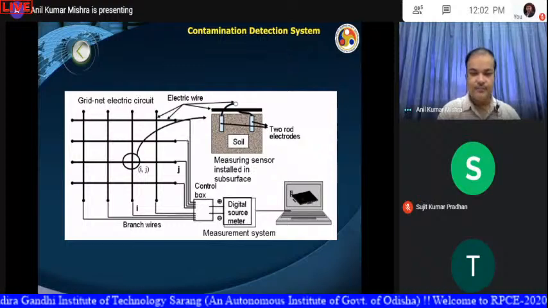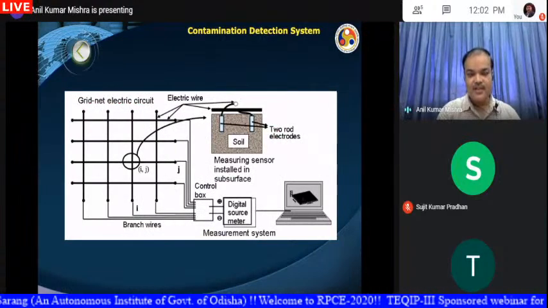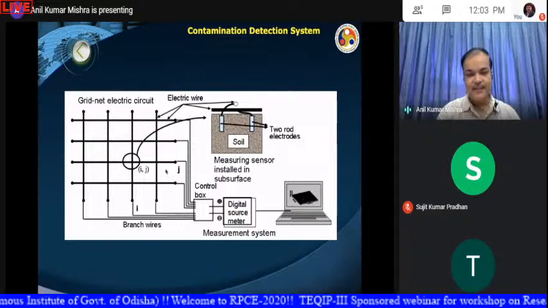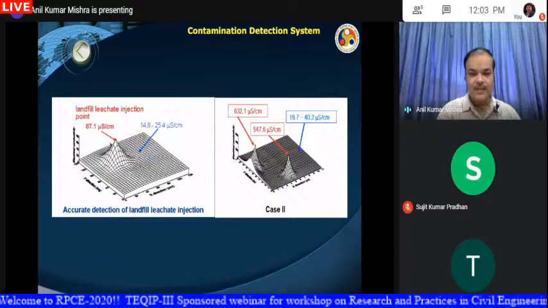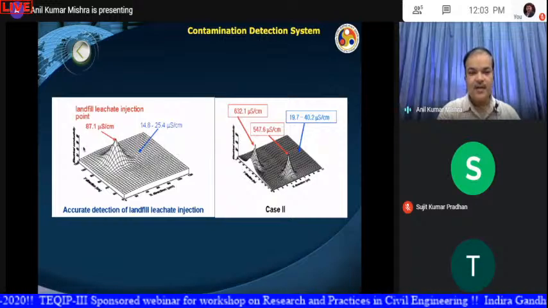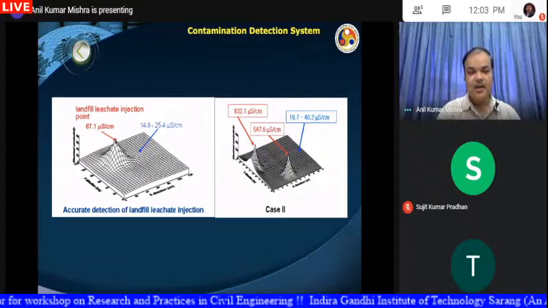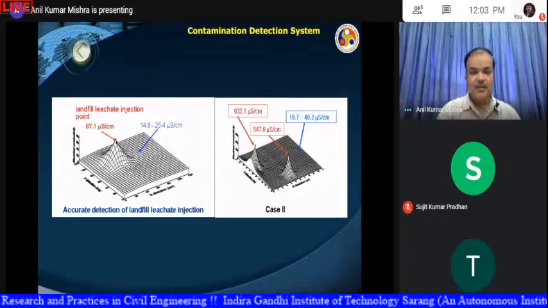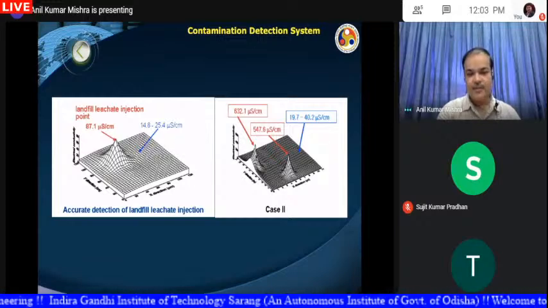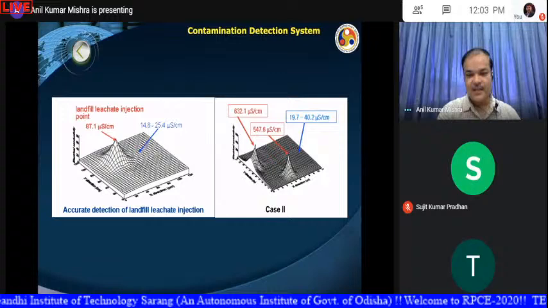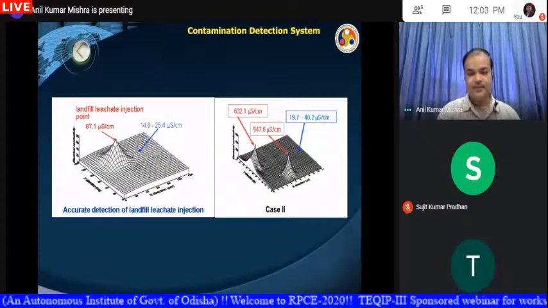Similarly, a geomembrane monitoring system is there, and recently another method called the grid net electrical circuit method has come. In this system, a circuit of electric grid is generally installed below the landfill site, and when a leakage occurs, you can see a rise in the peak value of electrical conductivity. This rise in the peak will tell you how much contaminant has been released, and the point of release. You can see there are two different peaks, telling that there is a leakage at exactly this point and at this point.